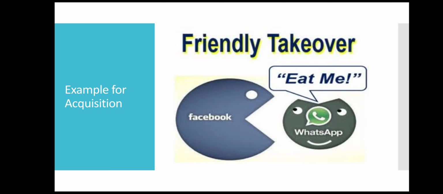Example for acquisition is Facebook acquiring WhatsApp. Now WhatsApp was being owned by somebody else and Facebook was being owned by somebody else. So what Facebook did is it took maximum shares of WhatsApp in order to have control over WhatsApp. So this is acquisition. All these three terms have different meanings. Merger is different, amalgamation is different, and acquisition is different. If you remember the examples, all these concepts will be clear.